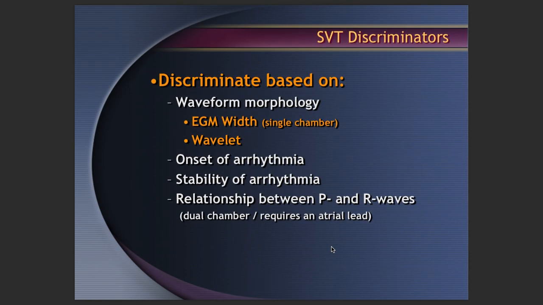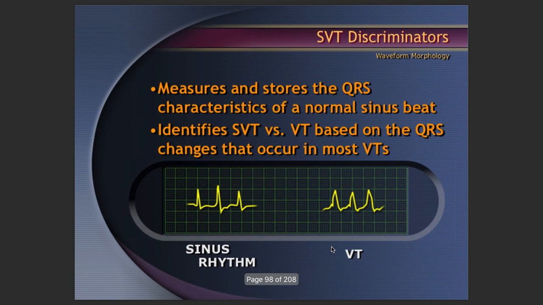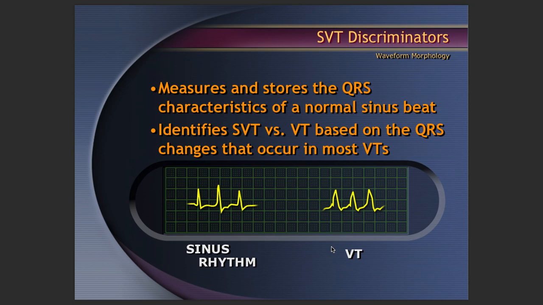So how does it work? It depends first of all on the waveform morphology in terms of EGM width and the wavelet, the onset of arrhythmia, the stability of arrhythmia, and the relationship between the P and R wave. However, to understand the P and R wave relationship, at least a dual chamber device with an atrial lead is definitely required. It is going to measure and store the QRS characteristics of a normal sinus beat.